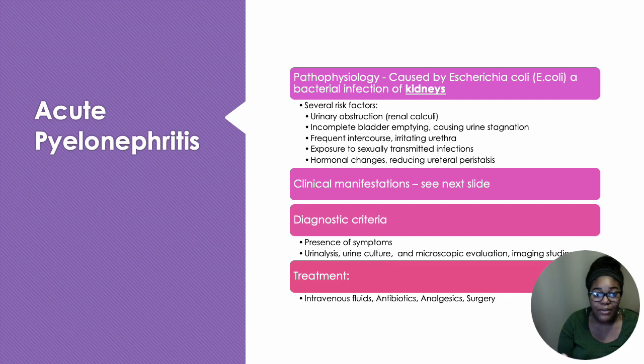You have kidney stones or renal calculi, which causes a urinary obstruction. You can have incomplete bladder emptying, which causes urine stagnation. If there's urine stagnation, it backs up into the kidneys, causing this bacteria to proliferate. You have frequent intercourse, which irritates the urethra, and this bacteria travels up into the kidneys.